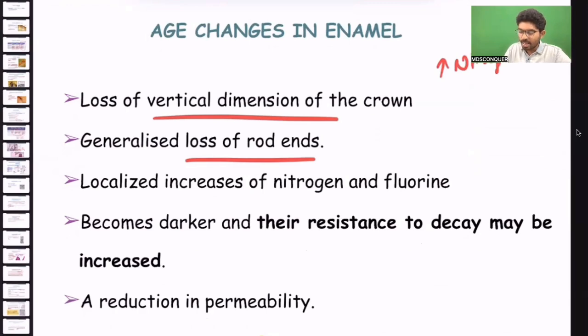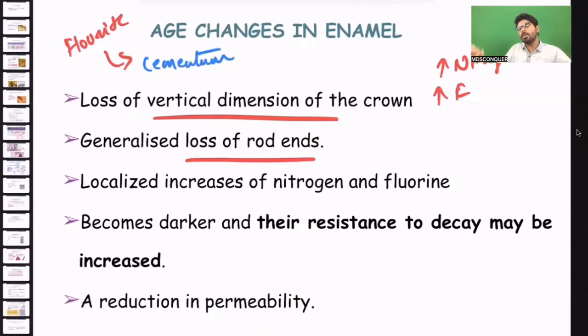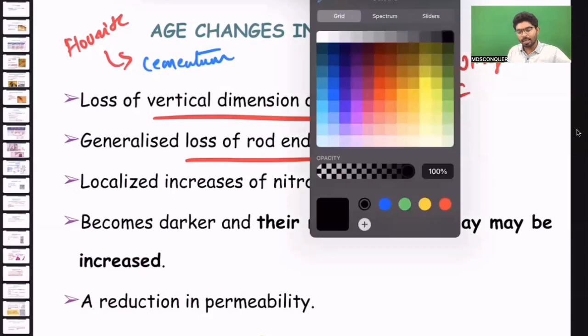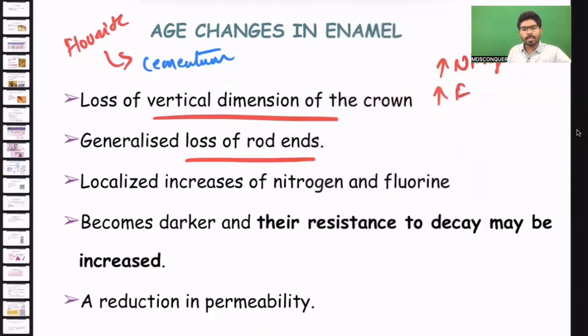Which ions are increased? Nitrogen and fluoride. Which hard structure is going to have more fluoride in it? Yes, cementum, because it absorbs more. And among the different layers of enamel, which layer is going to have more fluoride, outer layer or inner layer? The outer layer of enamel is going to have more fluoride than the inner layer.